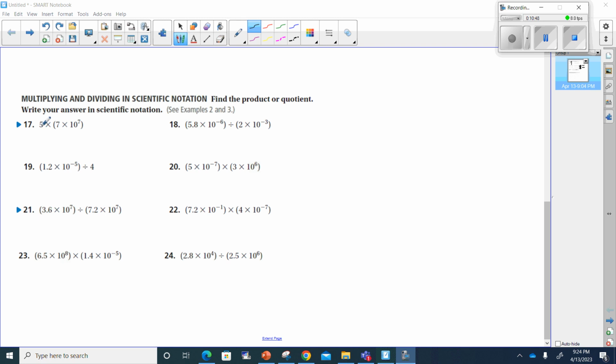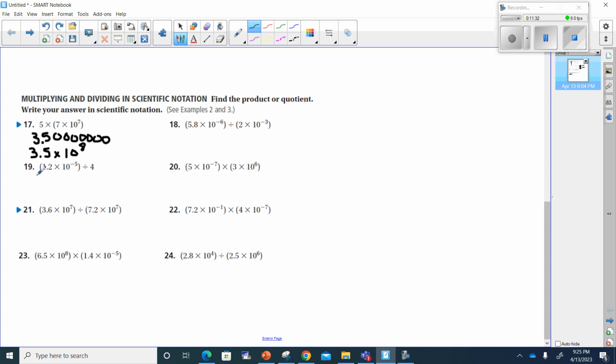I know 5 times 7 is going to be 35. And remember, this 7 had 7 zeros to it, right? So that's 1, 2, 3, 4, 5, 6, 7, right? But we have to keep in mind the decimal is going to end up here. So this is going to be 3.5, and this is going to be to the 1, 2, 3, 4, 5, 6, 7, 8. So times 10 to the 8th power.